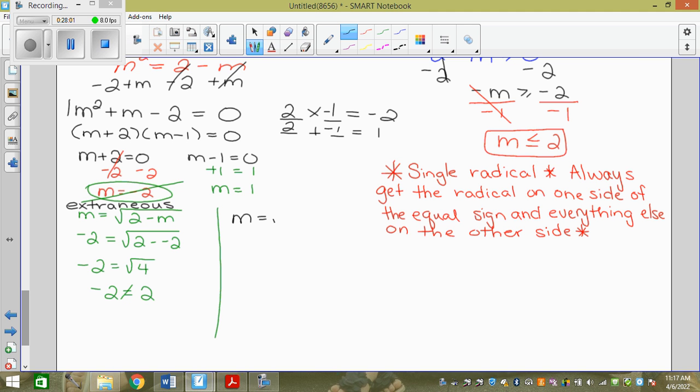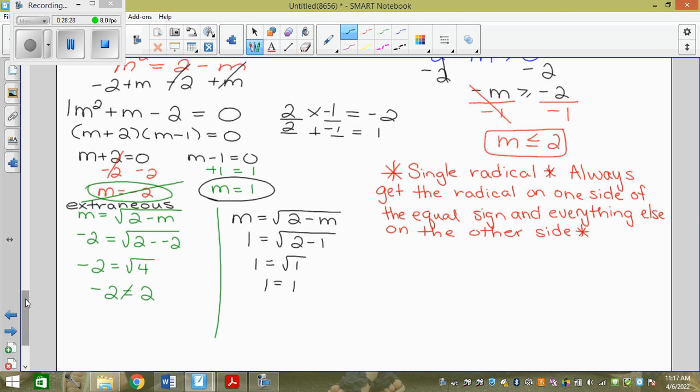So it's m equals root 2 minus m. 1 equals root 2 minus 1. 1 equals root 1. 1 equals 1. So this one works. Now the catch is sometimes both of them work. Sometimes one works and the other one doesn't work. Sometimes none of them work. So if both of them are extraneous, then there's no solution. There's no answer that works.